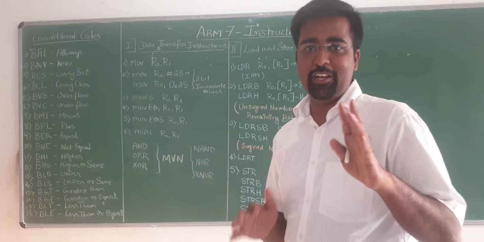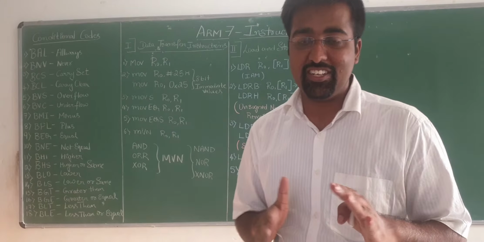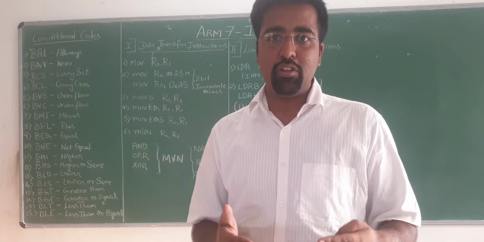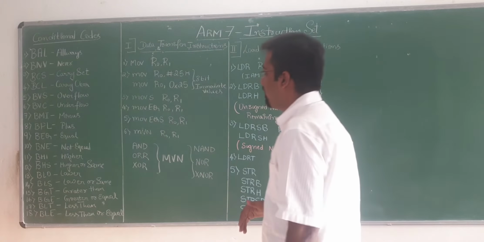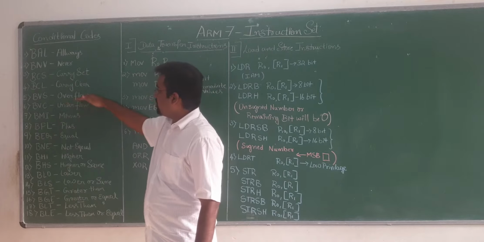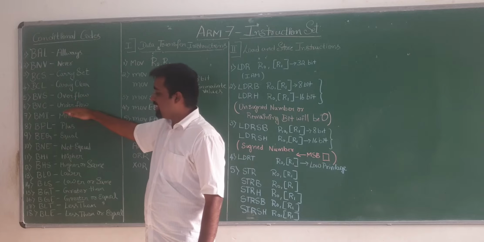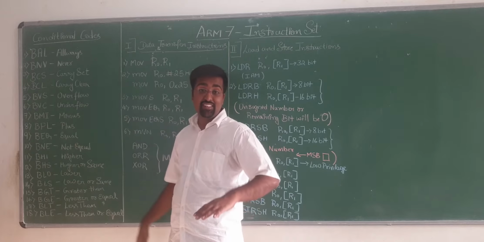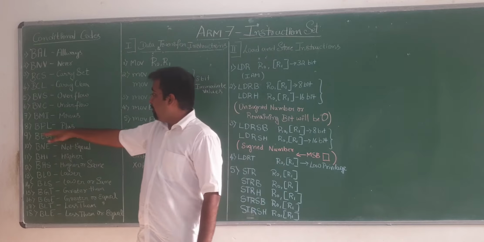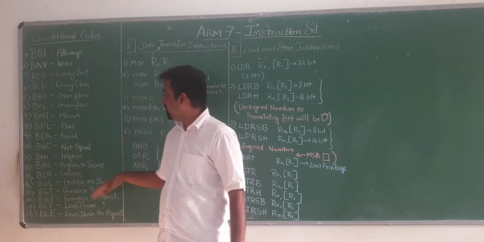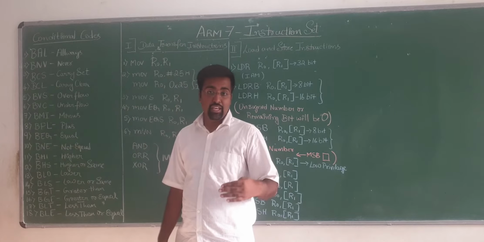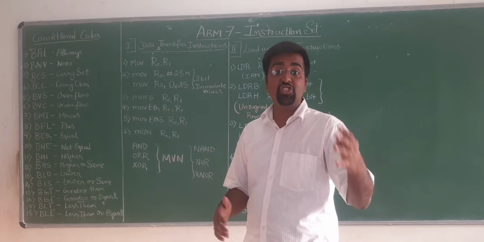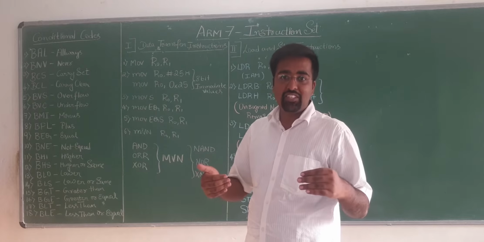I'll come to it, don't panic looking at these instructions. Just listen to me for 2 minutes and I can give you the gist of the whole thing. BVS is branch if overflow, BVC is no overflow, and BMI is branch if minus, that is, the negative flag is set. BPL is branch if plus, the positive flag is set. BEQ is branch if equal. It means that if the previous instruction result is equal, you branch to the next instruction.